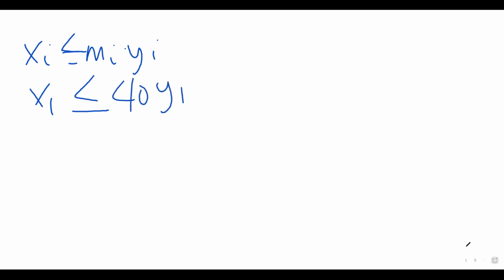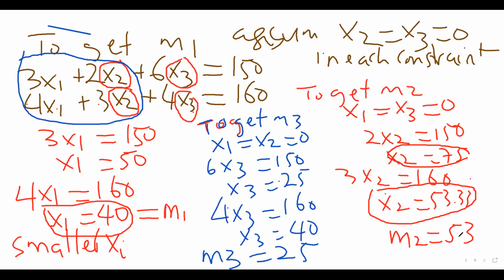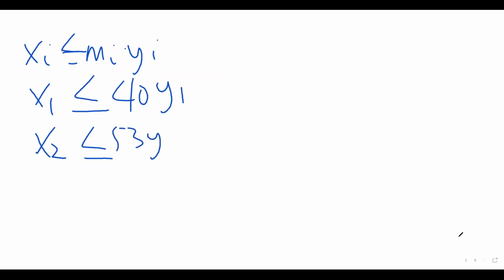Then the second one was x2 less than or equal to something y2. But that value, let's get it here, the smaller one, we have 53. So this is going to be 53 y2. Then the third one was x3 less or equal to 25y3.